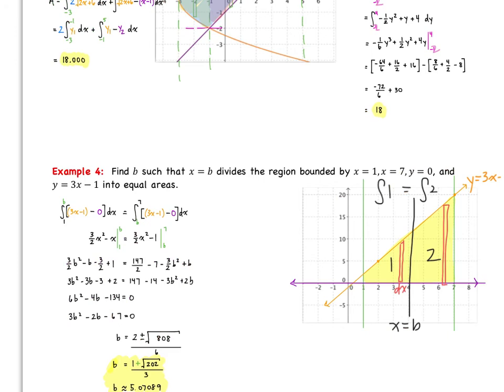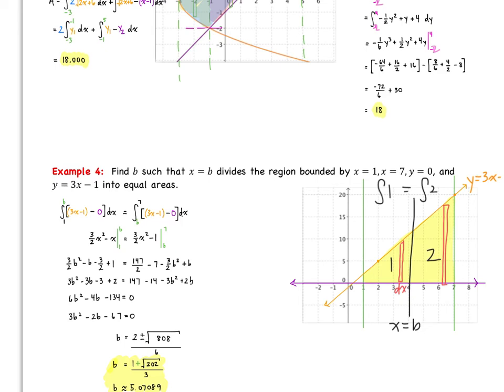Okay, so our first integral goes from when x equals 1 to when x equals b. That's where we're dividing up this region. And it's going to be our orange minus our purple. Well, our orange is that 3x minus 1, or y equals 3x minus 1. And the other one is when y equals 0. So we don't necessarily need this part, but for today it helps us visualize. And we want to set that equal to the integral from b to 7, because that's where the end of our region is. Again, it's still orange minus purple.